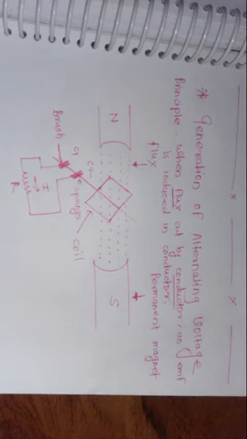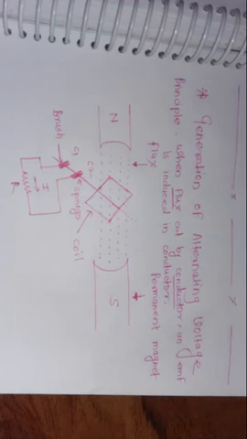A shaft is connected to this coil, having two slip rings C1 and C2, and two carbon brushes are connected to these rings, from which we are going to collect the current. Now we will see how it works.